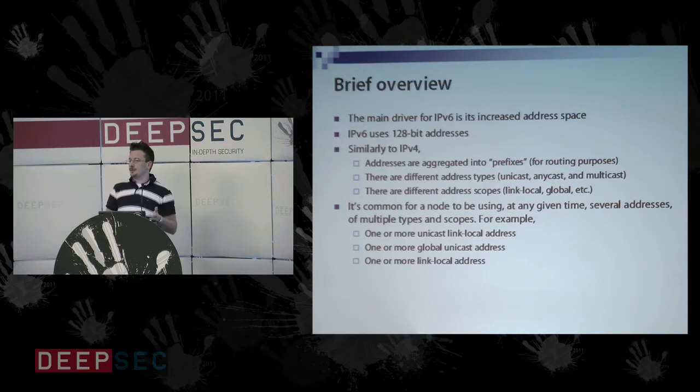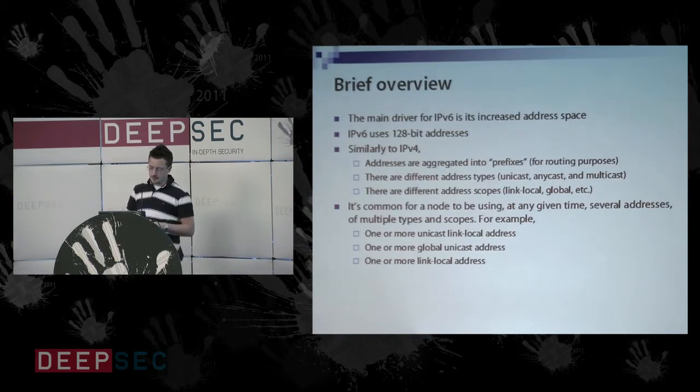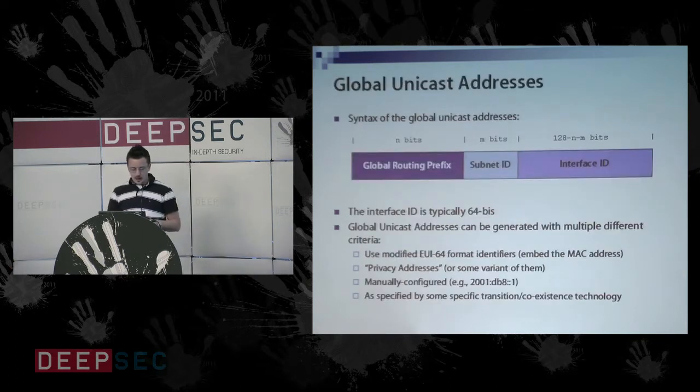Probably one of the few differences between IPv4 and IPv6 is that when you look at an IPv6 host, at any given time it's using more than one address, of more than one type. If you look at the configuration of a single interface in a V6 host, it has a link-local address and it may have one or a few more, for example, global unicast addresses. That's probably the only difference between IPv4 and V6 addressing. Of all the addresses available in V6, the only ones I'm going to talk about a little bit are global unicast addresses.